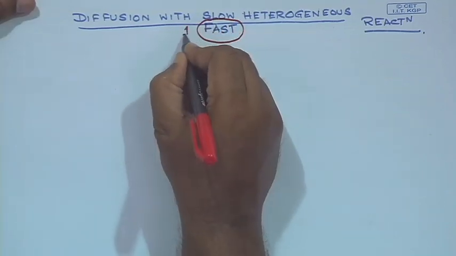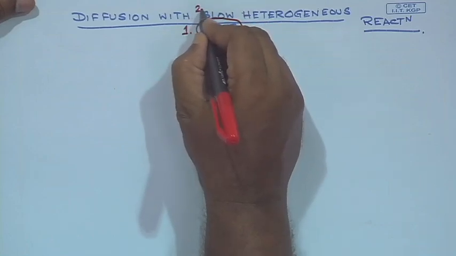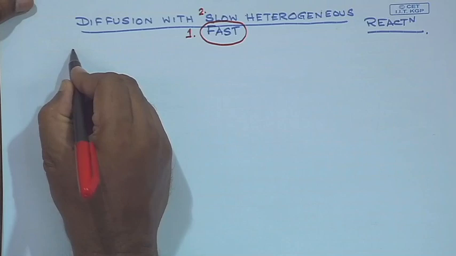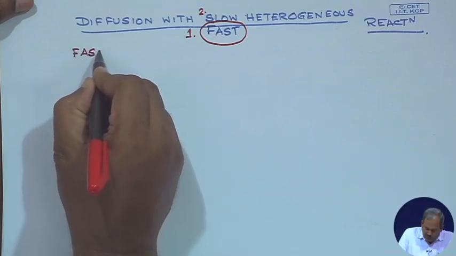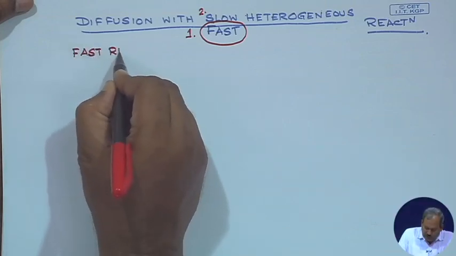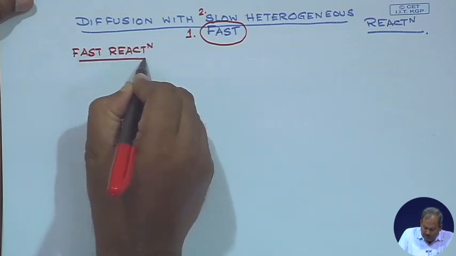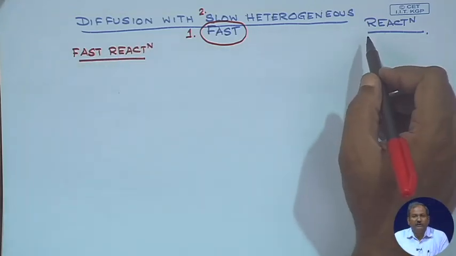So, this would be our problem 1 and the slow heterogeneous reaction would be our problem 2. The first thing we are going to do is take a very fast reaction in which the product, the moment it reaches the heterogeneous surface, reacts. A perfect example of a heterogeneous reaction is a catalytic reaction, where you have catalyst particles present.